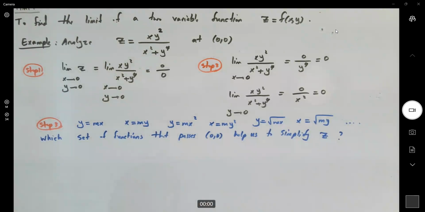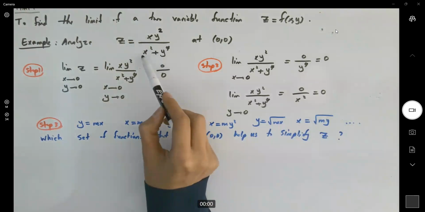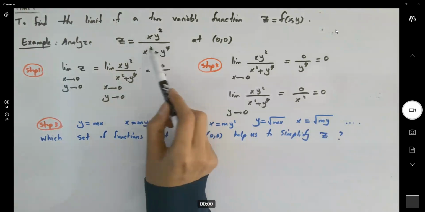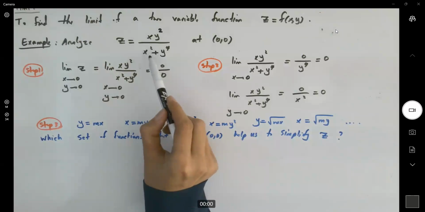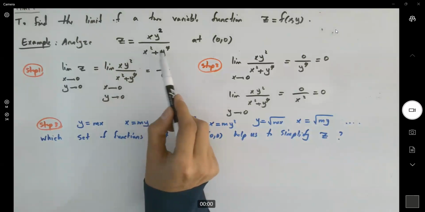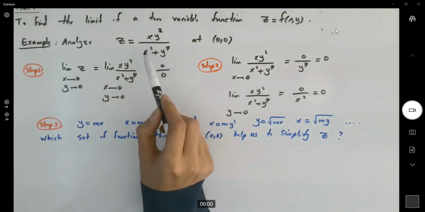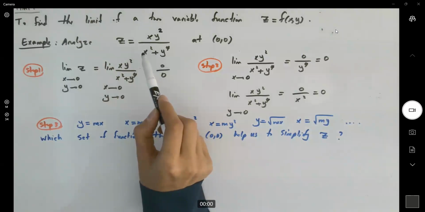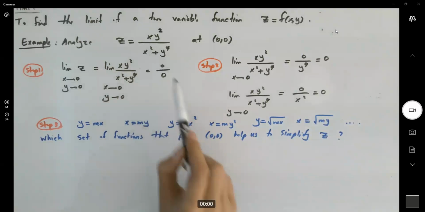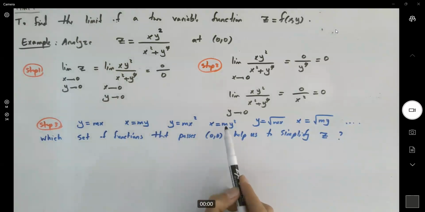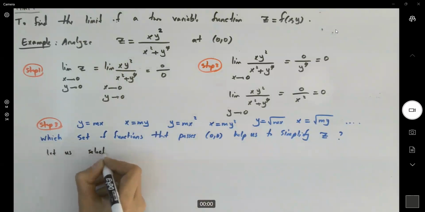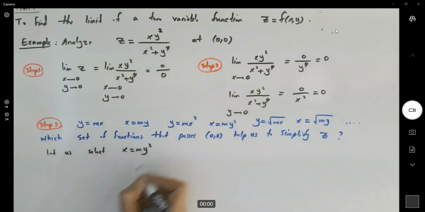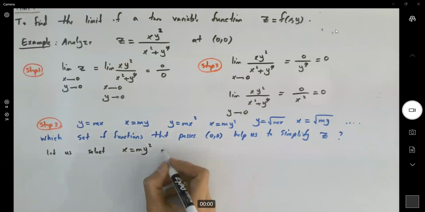Okay, you might say that, well, here I have the option. I have x y squared, I have x squared and y to the fourth. They have different powers, they have different exponents. So if this guy was something to the fourth, then I could simplify this a little bit easier. So if I select x to be, for example, m y squared, I can get rid of my x. And let us select x equals m y squared. Why not? Let's try.